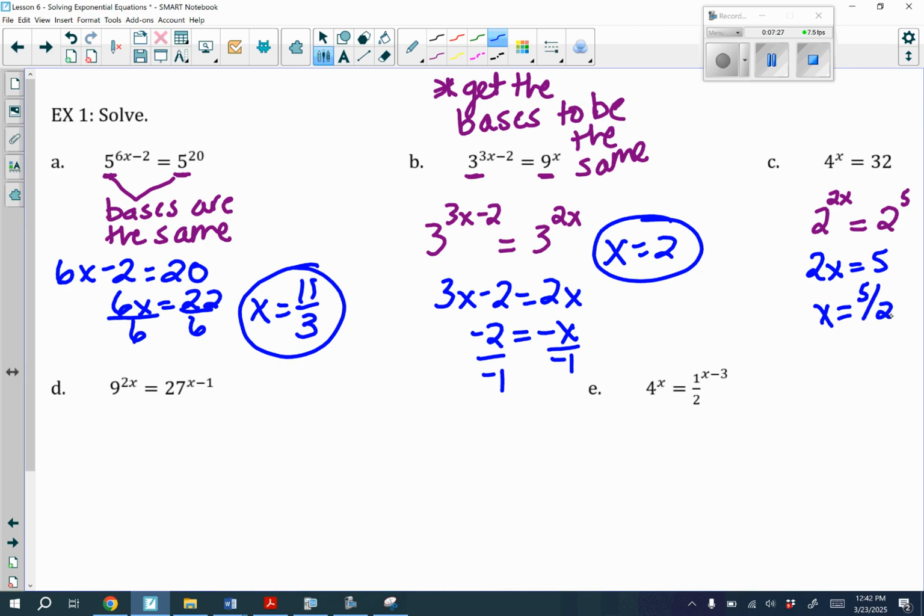Or, because your decimal does terminate, you can write it as a decimal, 2.5. Okay, here's what I'm going to have you do. I'm going to have you pause the video and try examples D and E.